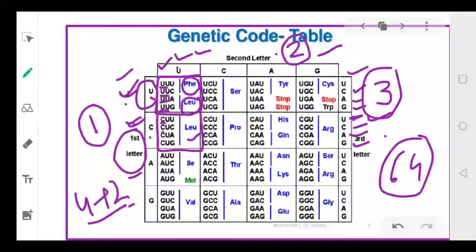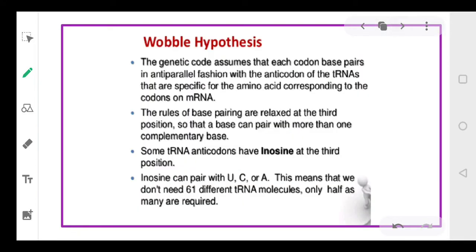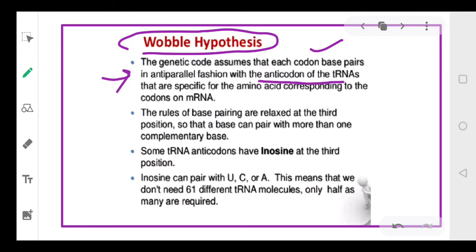There was one scientist who proposed the Wobble hypothesis. Let's read about him also. Now, Wobble hypothesis. It says that the codon's base pairs are in antiparallel fashion with the anticodons on tRNA.